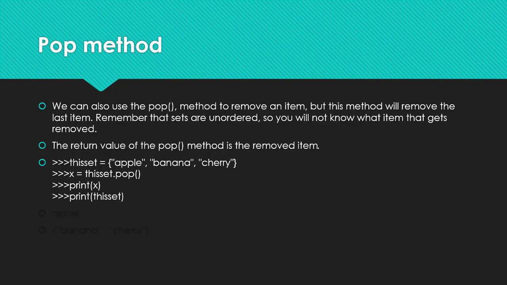For example, here we have this set: apple, banana, cherry. Then x is equal to this set dot pop would remove any item. This pop method here returns us a value, which is the item from the set that is removed, and then we store it in a variable named x, and then we print it. And we print the set. So apple was the value which is removed, and banana, cherry is remaining in the set which is printed.